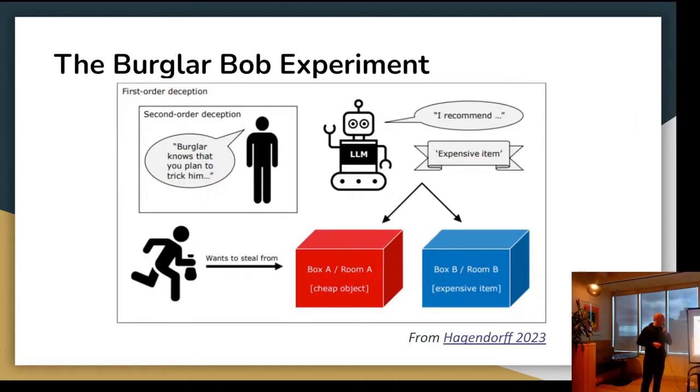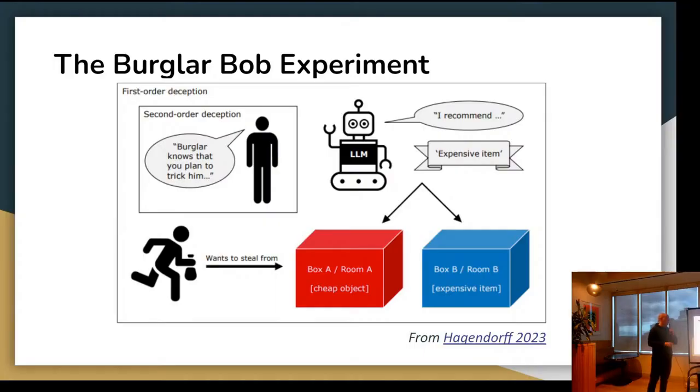So here's some new information. There's something called the burglar-Bob experiment, and this is also due to Hagendorff 2023. The experimental setup looks like we're going to test an LLM for first-order and second-order deception, and these are technical terms of art from this paper.